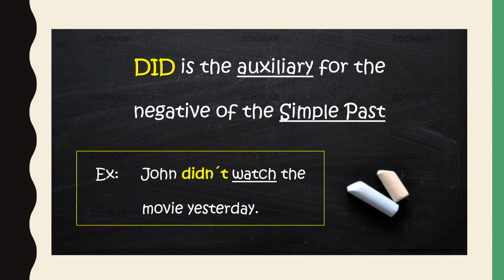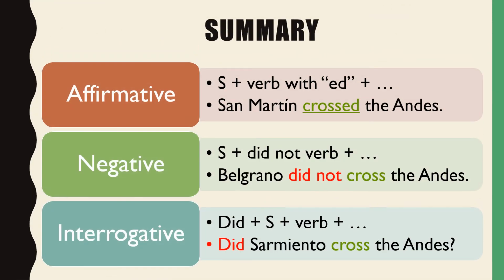So, did is the auxiliary for the negative. And you say, John didn't watch the movie yesterday. For the negative, you ask for the auxiliary did. So you say, Belgrano did not cross the Andes. And for the interrogative, you ask for the auxiliary did. Did Sarmiento cross the Andes?